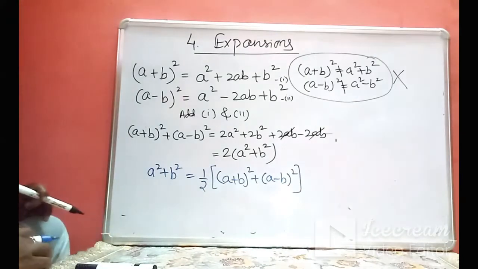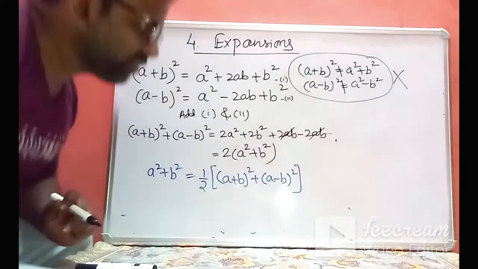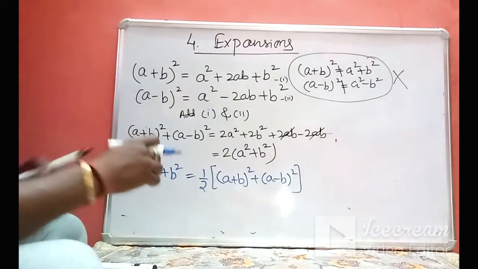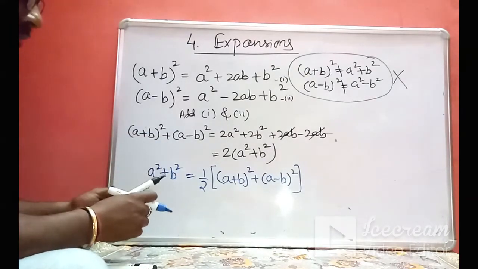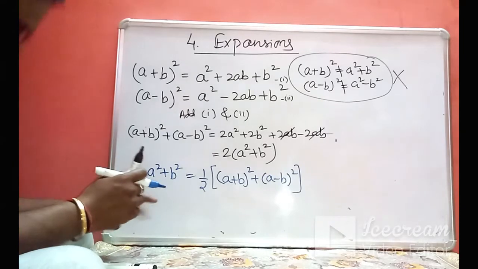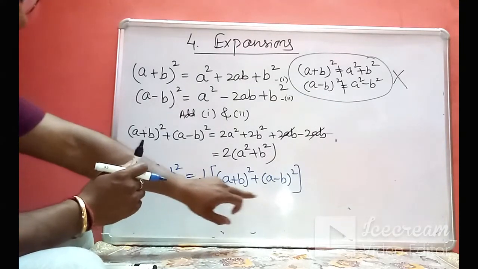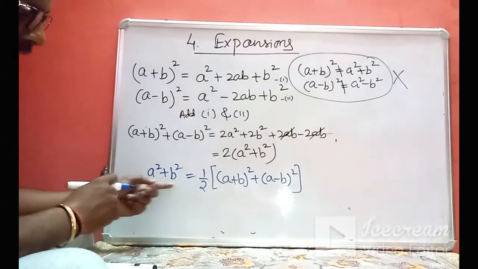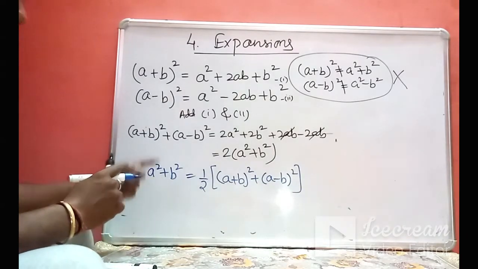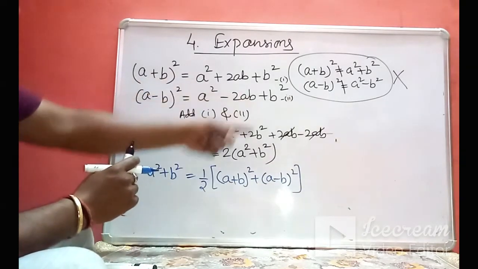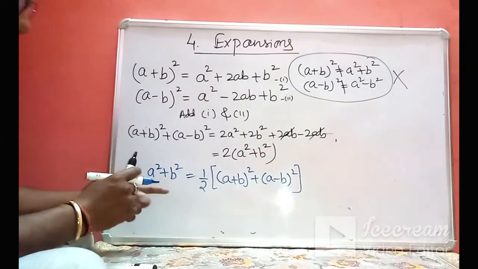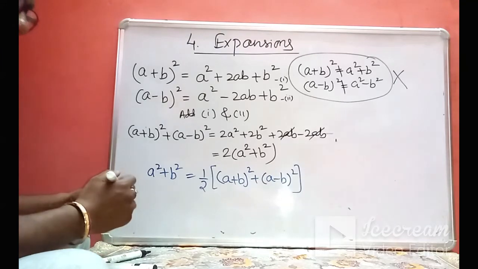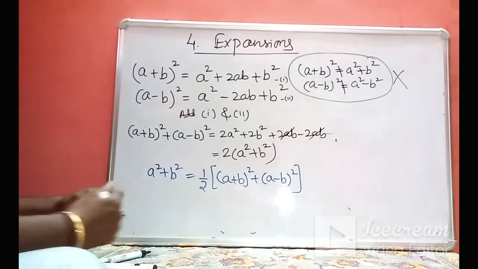Okay, another useful identity for you to solve certain types of questions. Suppose you have the value of a plus b, you have the value of a minus b, and you want to calculate this value. So by adding these two, I got this result: a square plus b square equal to 1 by 2 bracket (a + b) whole square plus (a - b) whole square.